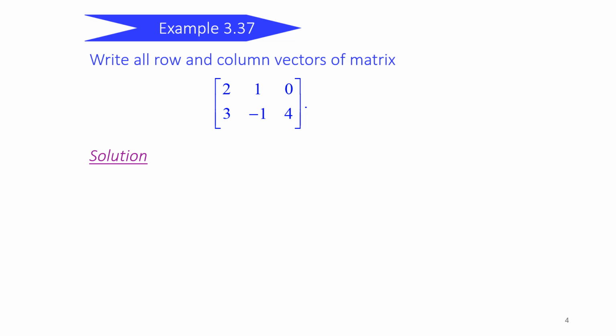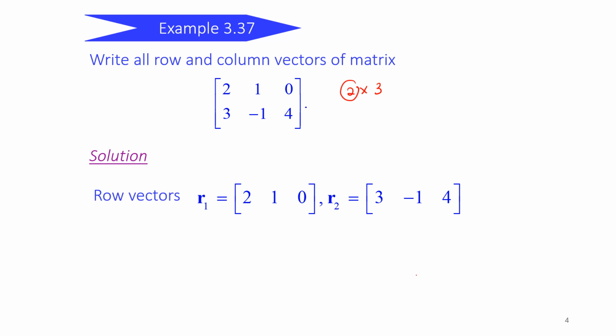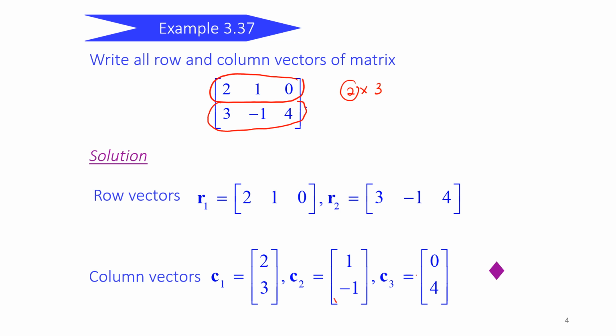In this example, we are given a matrix of size 2 times 3, 2 rows and 3 columns, and we have to compute the row and column vectors of this matrix. Since the matrix has 2 rows, here are the row vectors R1 and R2. R1 corresponds to the first row, and R2 corresponds to the second row. We are going to have 3 column vectors, where C1 corresponds to the first column, C2 to the second column, and C3 to the third column. So from the matrix of size 2 times 3, we have 2 row vectors and 3 column vectors.